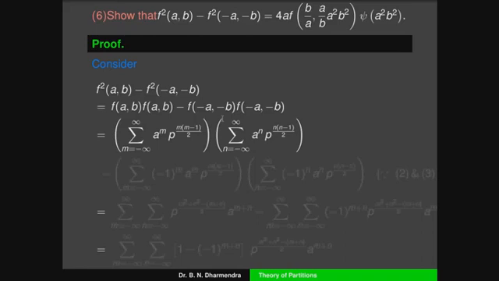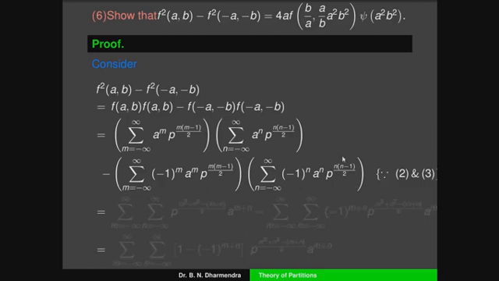So therefore that can be written as summation m running from minus infinity to plus infinity (-1)^m a^m p^(m(m-1)/2) into the second series, that is n running from minus infinity to plus infinity (-1)^n a^n p^(n(n-1)/2), from today's second and third result. So it can be written like this.